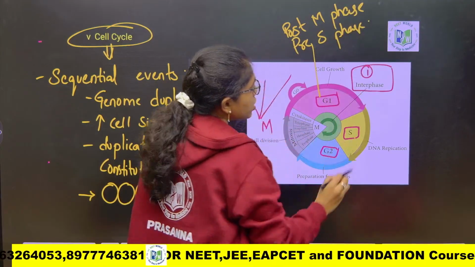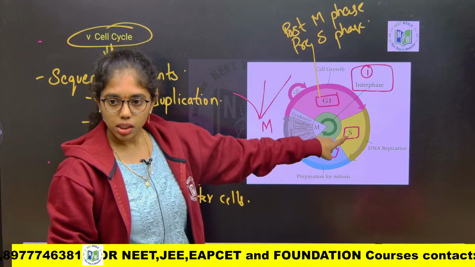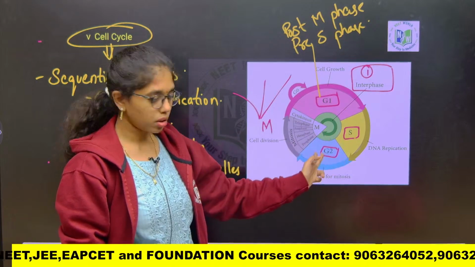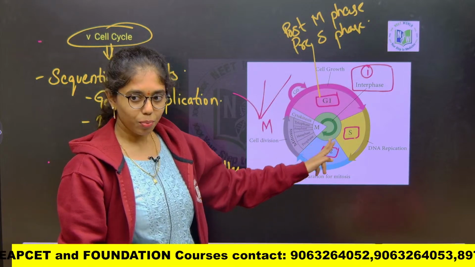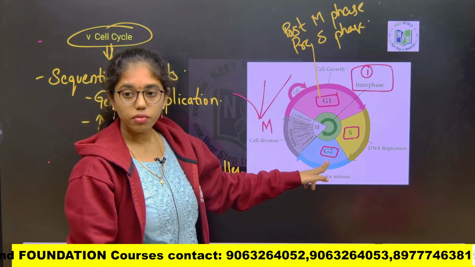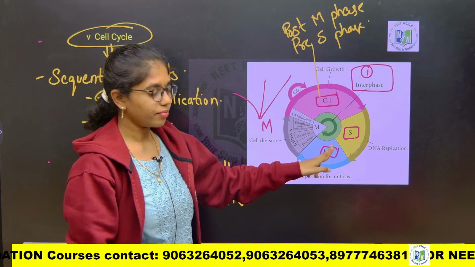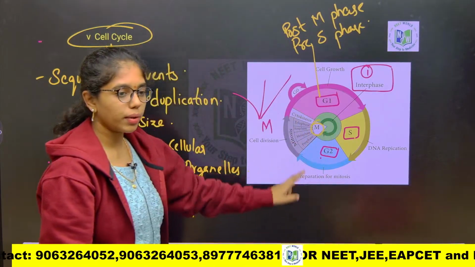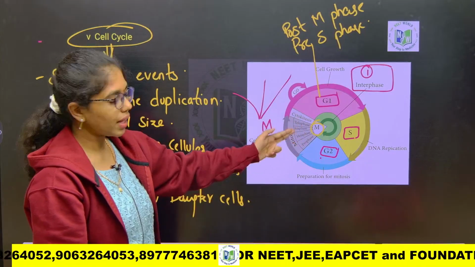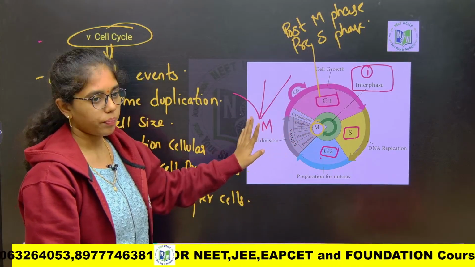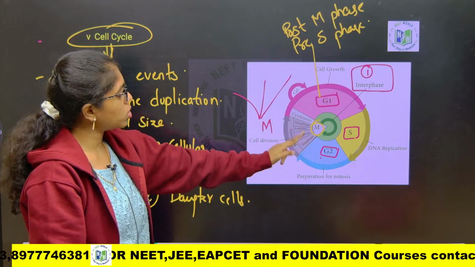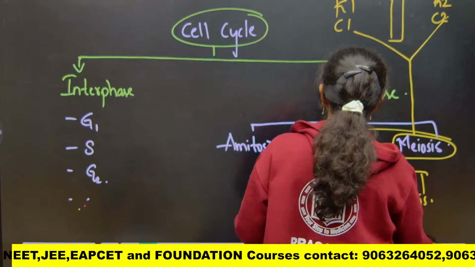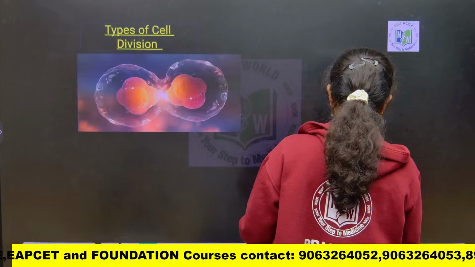In the same way, S phase is also called what? Post G1 phase and pre-G2 phase. G2 phase is called post S phase and pre-M phase. For M phase, what can we say? Post G2 phase and pre-G1 phase, because it is after the G2 phase. Clear with this? Now let us look into some more points of interphase.